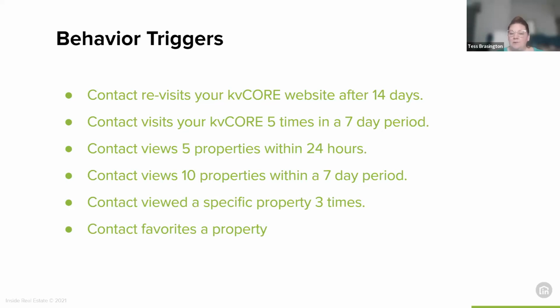And then 5 properties within 24 hours, we definitely want to jump on that. If someone is looking at that many properties in one day, they have some type of motivation, some type of interest. 10 properties within a week, viewing a specific property 3 times, or favoriting a property. So these are the behaviors that we have set. Anyone in your database who is in the designated status, and we're going to go through that next, who performs these behaviors is going to get a message.